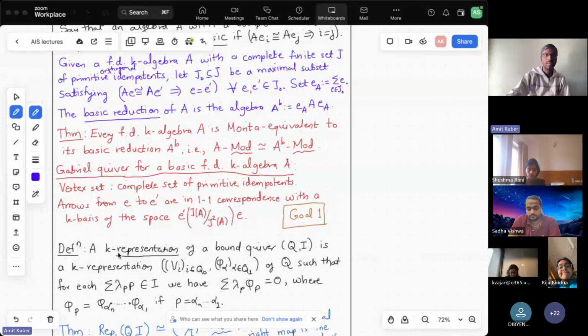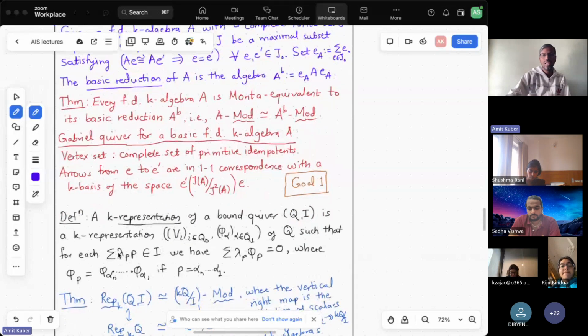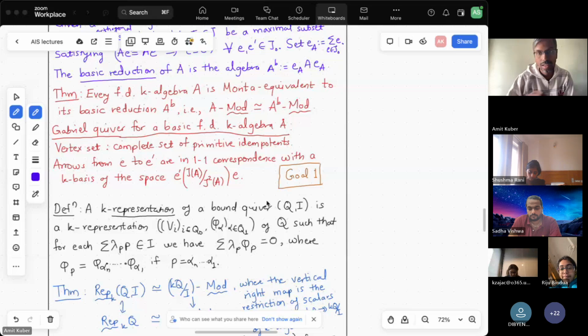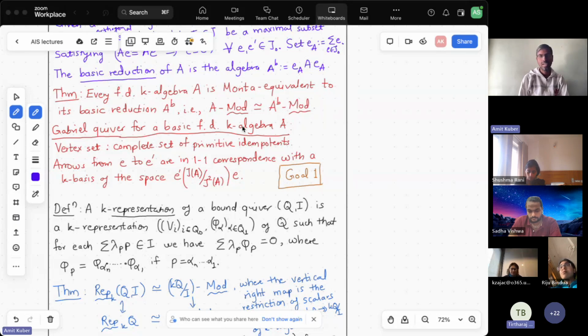Okay. I have a doubt. Yes, Tirtharaj. First of all, are you constructing this Gabriel quiver for connected basic finite dimensional algebras? No, it's not necessary. If I don't start with a connected algebra, then I will get a disconnected quiver. Okay, and so goal one is constructing this Gabriel quiver along with an admissible ideal, and the quotient will turn out to be isomorphic to the algebra. Yes, correct. I have missed that part and I will perhaps fill it up tomorrow and then show you.